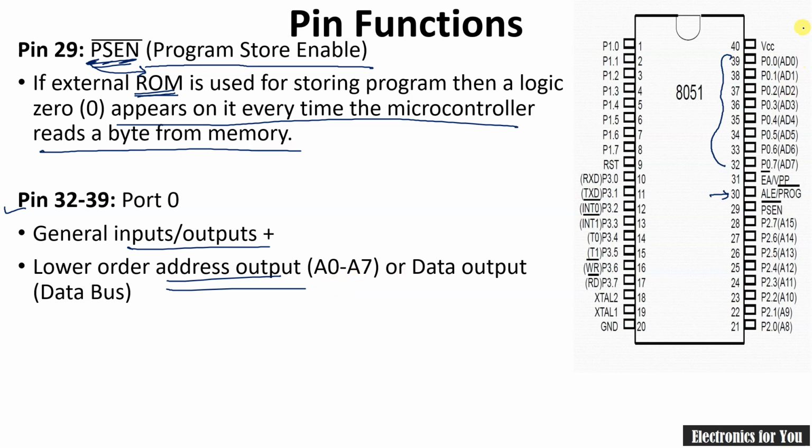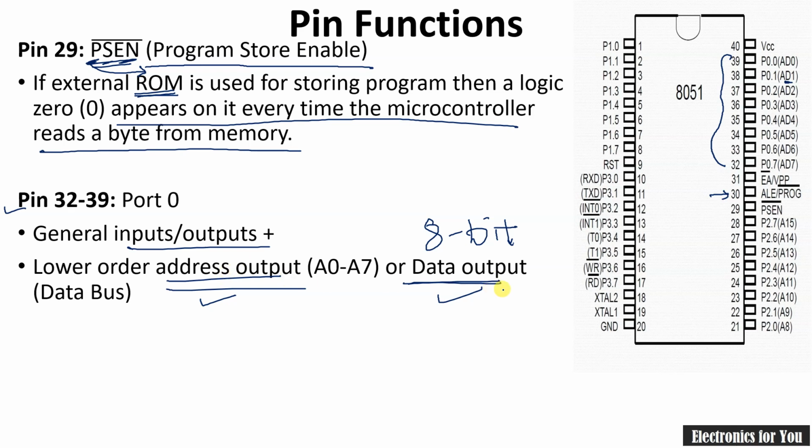Apart from this, you can see here that it is AD, where D stands for data output. So the 8051 has 8-bit address lines and 8-bit data lines, and the function for the data lines will also be from port 0. Now the question arises: as port 0 works as address lines as well as data lines, how can the microcontroller distinguish between data lines and address lines?